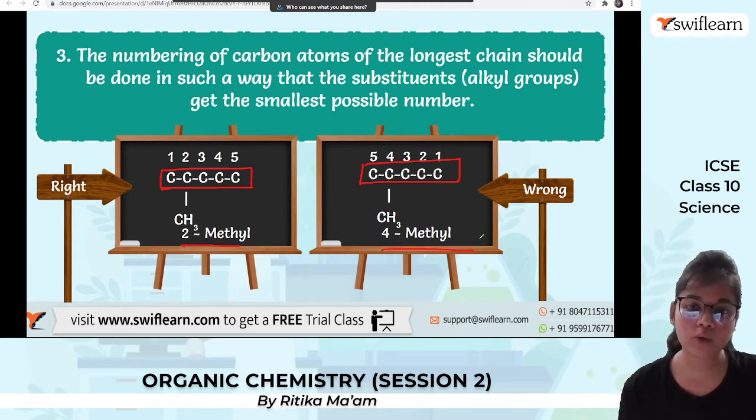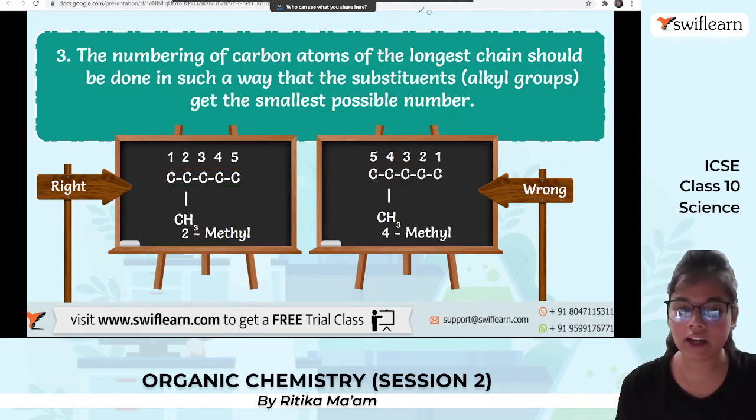But what does our rule say? That we should name it such that the alkyl group, which is the methyl group, gets the smallest number. So here we are having the smallest number as 2. That is why this name becomes correct instead of 4-methyl.